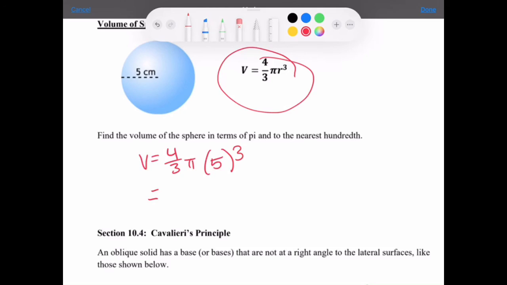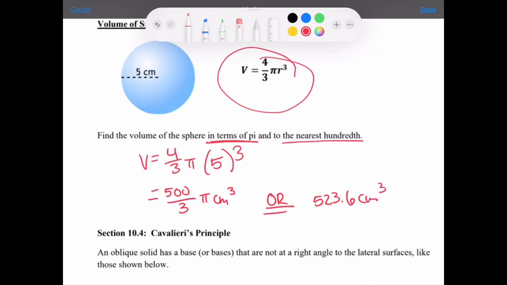So we plug all that into our calculator, and the question says to round to the nearest hundredth. Oh, and it also says in terms of pi and to the nearest hundredth. So we'll get 500 over 3 pi centimeters cubed, or 523.6 centimeters cubed. If you haven't found an answer in terms of pi in a while, remember you're just doing all the math except for the pi, and then writing the pi in, and then you just multiply by the pi to find it to the nearest hundredth.